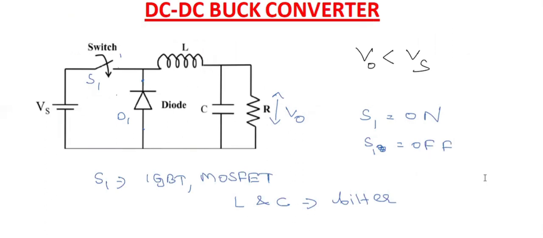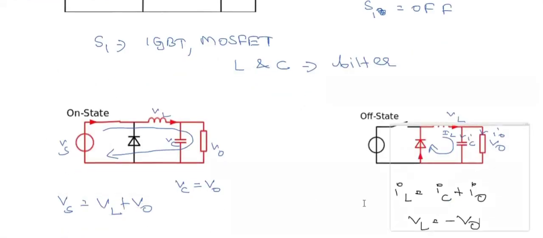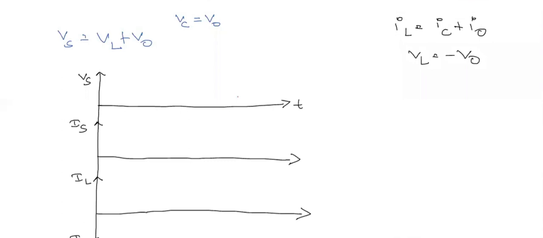When the switch is on, what will happen? When the switch is off, what will happen? So when the switch is on, this is the KVL equation, and when the switch is off, this is what actually happens. Now we will see how the inductor and capacitor waveforms behave during on and off condition. So let's consider the waveforms.